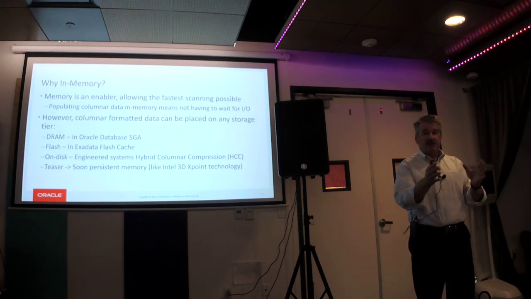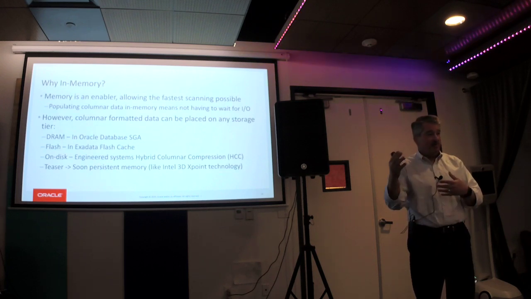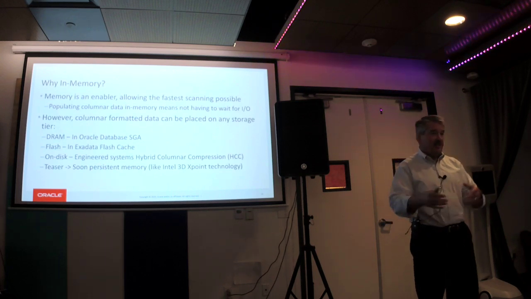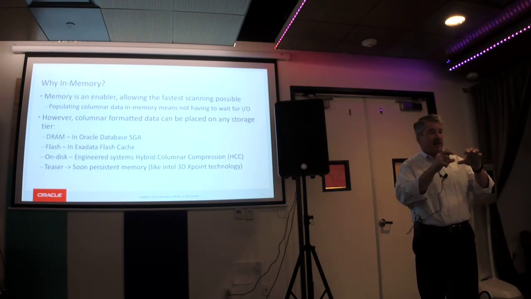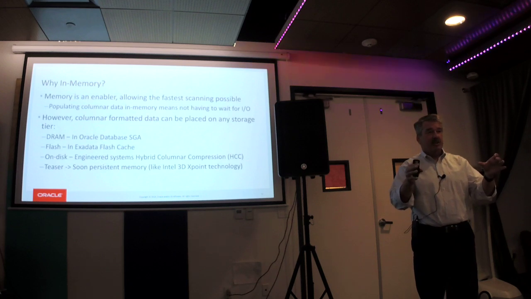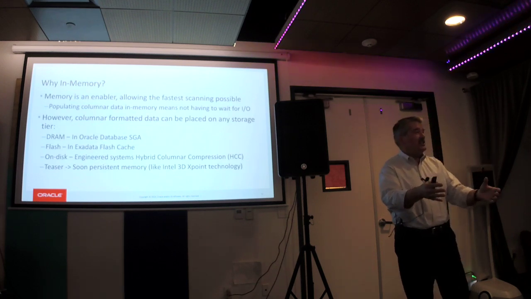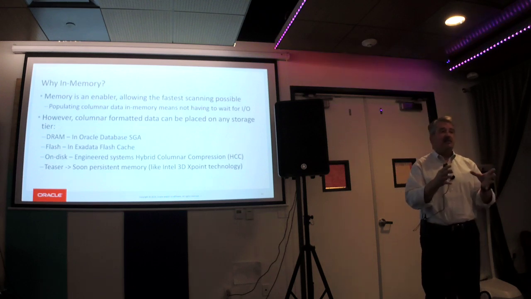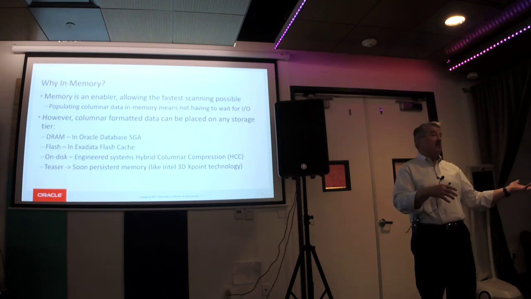Flash, persistent memory is very close, and we're going to support persistent memory as well. So the Intel 3D XPoint or whatever they're calling it now, that kind of memory will also be supported, because for us, it's the columnar format. The memory just provides the additional speed, the ability to scan it very, very fast. But Flash is still relatively fast as well compared to scanning off of disk, especially in a row format.